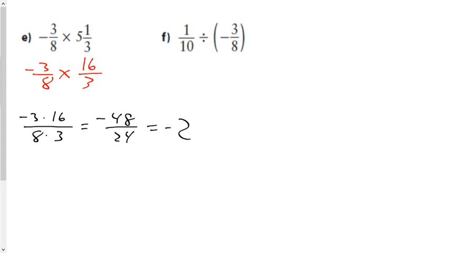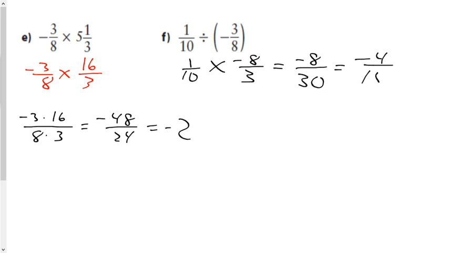In F, keep your first fraction, multiply by the reciprocal of negative 3/8, which is going to be negative 8 thirds. Multiply your numerators, you get negative 8. Multiply your denominators, you get 30. Is that lowest terms, Jack? Negative 8/30ths. What's divisible into both negative 8 and 30? 2. Give me a final answer of negative 4/15ths.